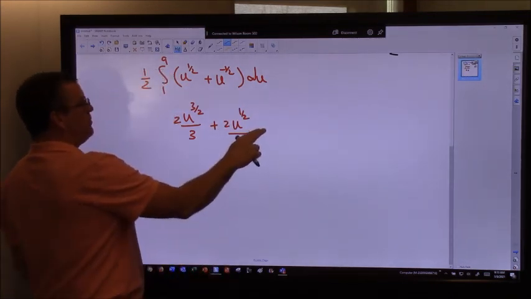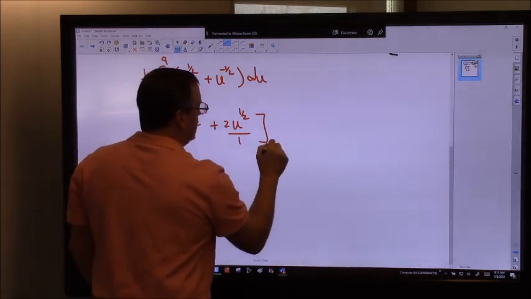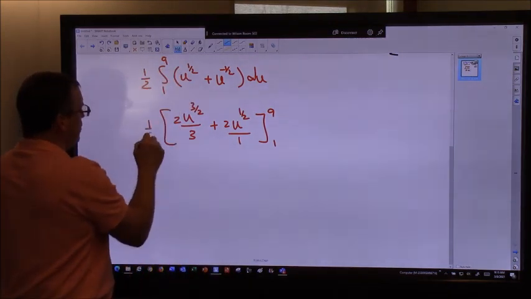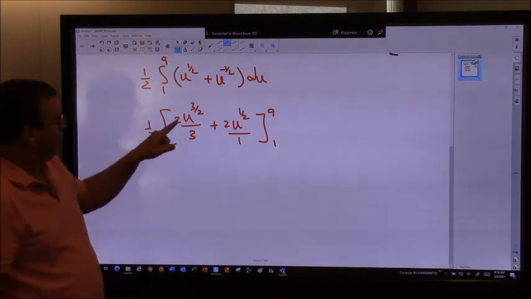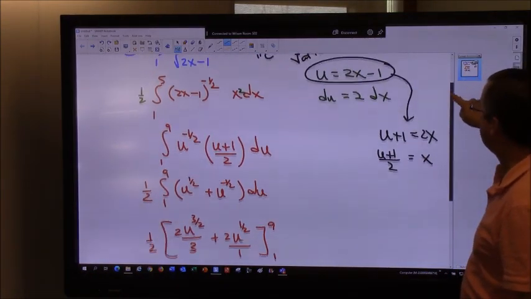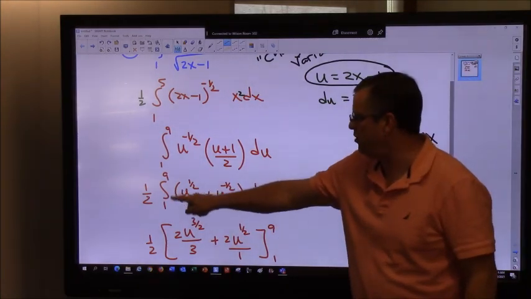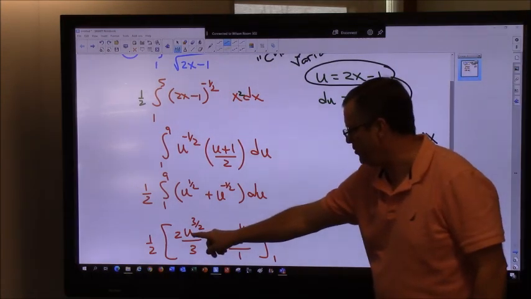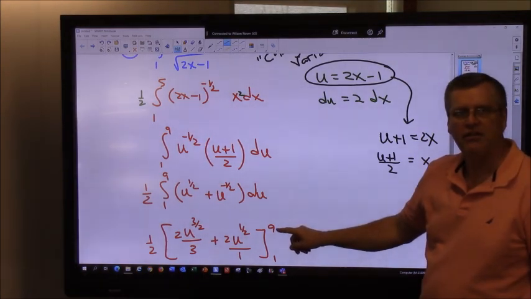And I don't need to write plus c because this is a definite integral, right? We're going to evaluate it from 1 to 9. I just got to make sure I don't forget my 1/2 that's out in front. Now, remember, I said this earlier, you don't have to put the 2x minus 1 back into the problem because we converted these over to u values. If you did want to put 2x minus 1 back in for u, well then we're still doing the integral from 1 to 5. It would still work.